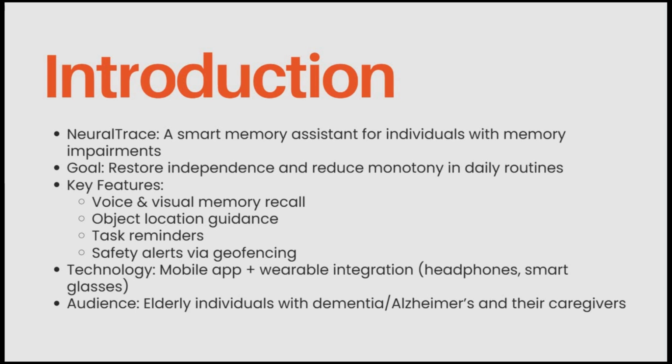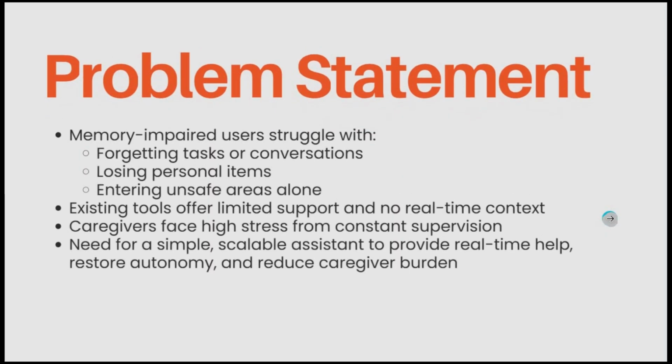Here's what it can do: recall memories using voice and images, find misplaced items using camera-based object tracking, send reminders for important tasks and medicine, and also alert caregivers when a person enters an unsafe area using geofencing. It works through a mobile app, and we also plan to integrate it with wearables like smart glasses or headphones for hands-free support. So let's go over the problem statement a little bit.